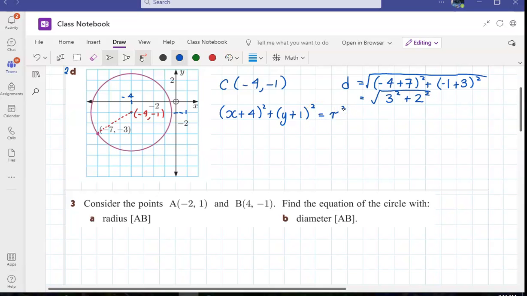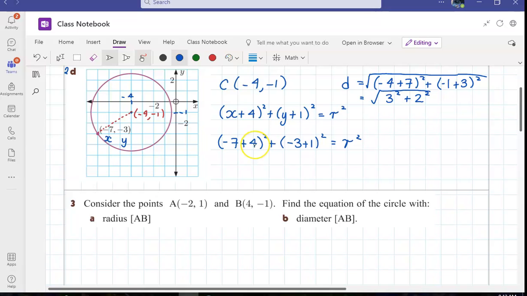Yes? Instead of drawing the picture, I could write it's passing through the point -7, -3, yeah? Remember, the value of a coordinate. This is saying when x is -7, y will be -3. So look at my equation here. Sub. So if I replace this here, I get -7 plus 4 squared plus -3 plus 1 squared equals, and that will actually give you your radius squared.